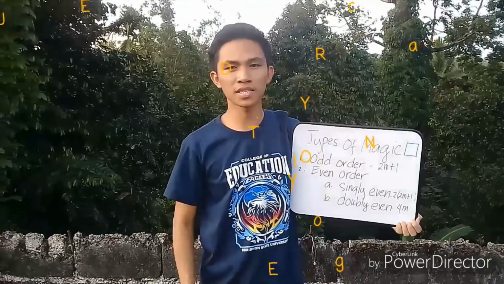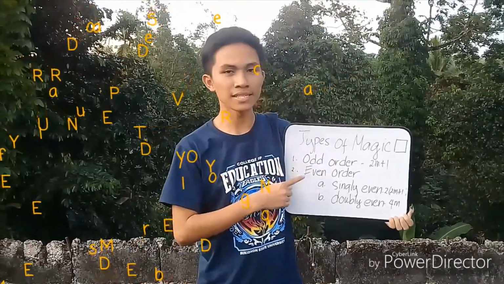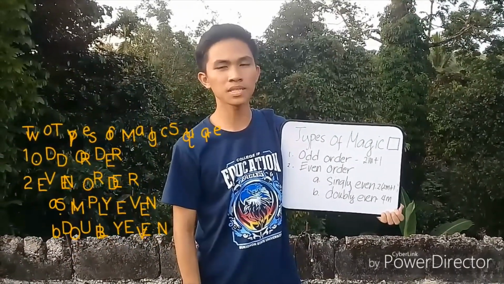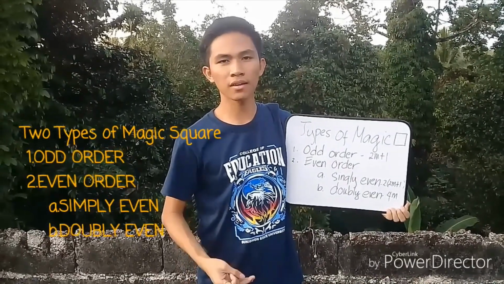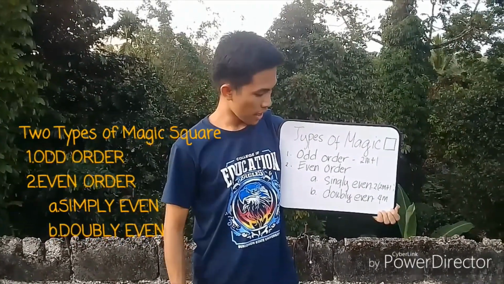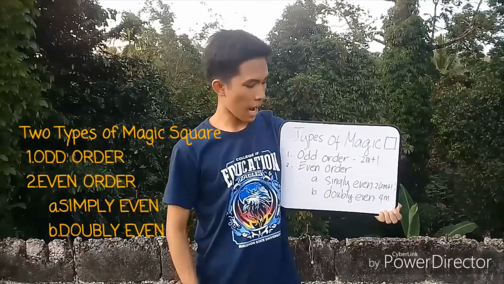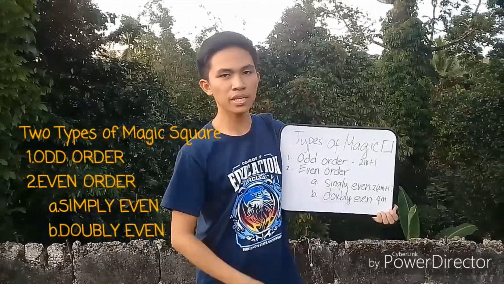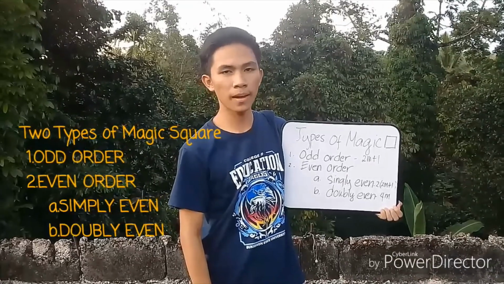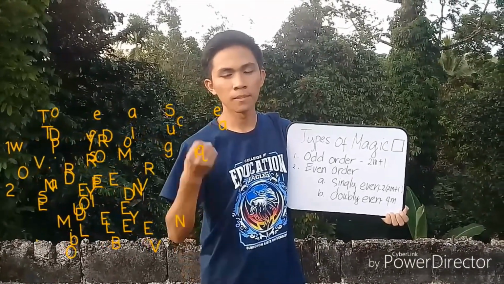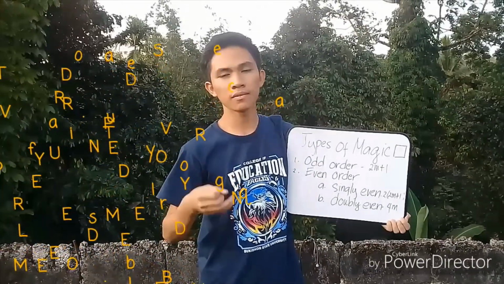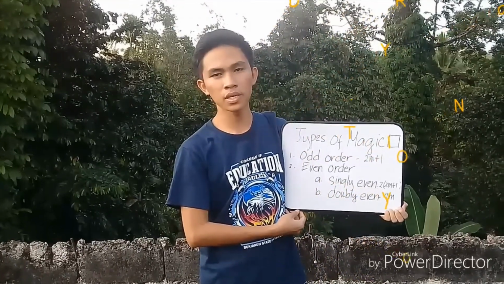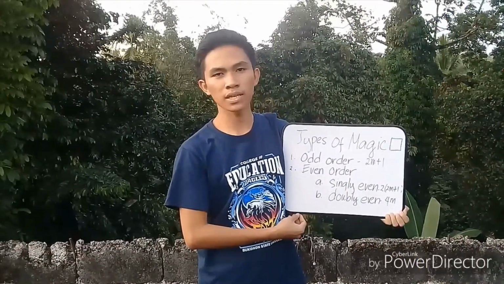Now, there are two types of magic square, namely odd order and even order. Odd order can be expressed as 2m plus 1, where m is a counting number, such as 3, 5, and 7, and so on. Then, even order could be classified further as singly even and doubly even. Singly even can be expressed as 2 times the quantity 2m plus 1, where m is a counting number, such as 6, 10, and 14. Doubly even could be expressed as 4m, where m is a counting number, such as 4, 8, 12, and so on.